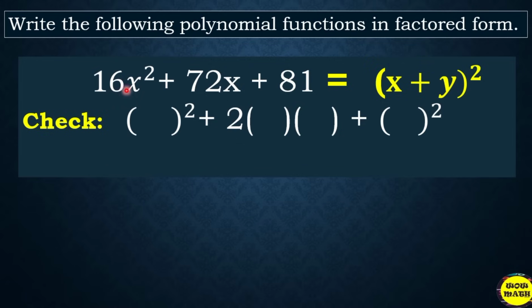Okay? So, check natin. What is the square root of 16x squared? That is 4x. What is the square root of 81? That is 9. And then ito, copy mo lang to dito, 4x and 9. Tapos, i-times natin, check natin, dapat mag-72x. So, 2 times 4, 8. 8x times 9, that is 72x. So, therefore, this is a perfect square trinomial. Kapag hindi siya nag-result sa middle term mo, hindi po siya perfect square trinomial. So, you will be having general trinomial. So, ganun mo siya i-factor form.